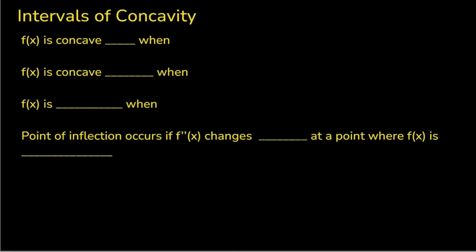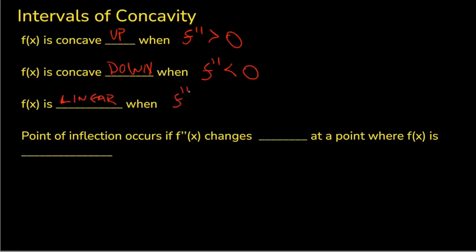Talking about intervals of concavity, a function is concave up when the second derivative is positive. f is concave down when the second derivative is negative. A nice little rhyme: function is concave up if it looks like a cup, concave down when it looks like a frown. The function is said to be linear when the second derivative is 0. Now, a point of inflection occurs if the second derivative changes sign at a point where f is continuous.